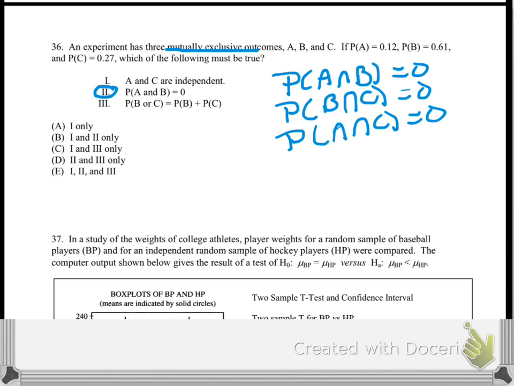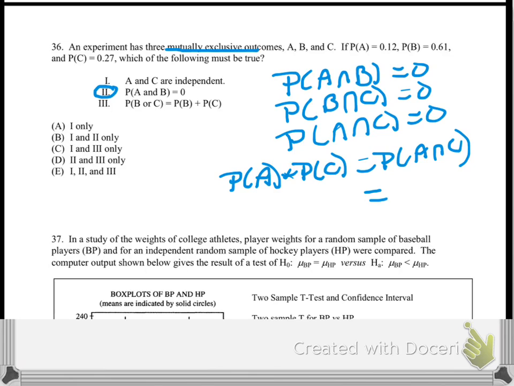Okay, now, if the mutually exclusive, that means that the intersection is 0. Let's look at 1. It says A and C are independent. So that means that the probability of A times the probability of C, does that equal the probability of A and C? Well, we know that the probability of A and C is 0. And in order for whenever you multiply two numbers together to get 0, one of the probabilities has to be equal to 0. So 1 is not correct, because neither of these are equal to 0. One is 0.12 and the other one is 0.27.